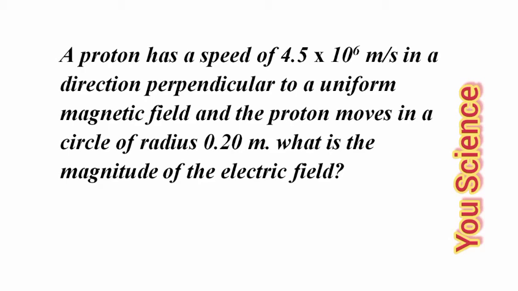This question was taken from the Unilag Foundation entrance examination. So the question is, a proton has a speed of 4.5 times 10 raised to the power 6 meters per second in a direction perpendicular to a uniform magnetic field, and the proton moves in a circle of radius 0.20 meters. What is the magnitude of the magnetic field?